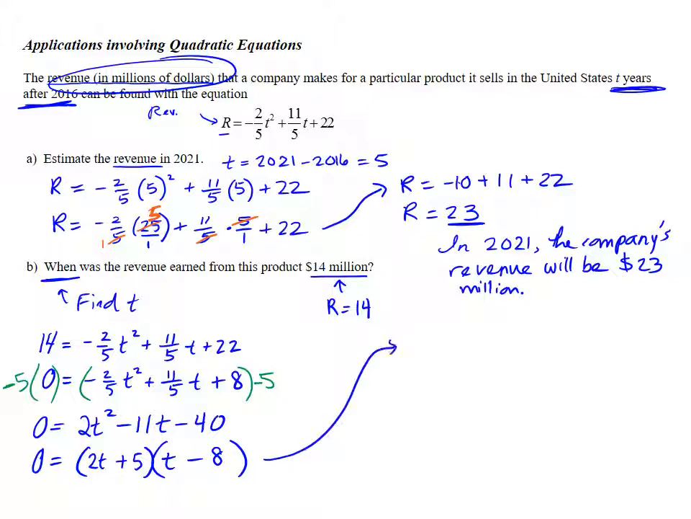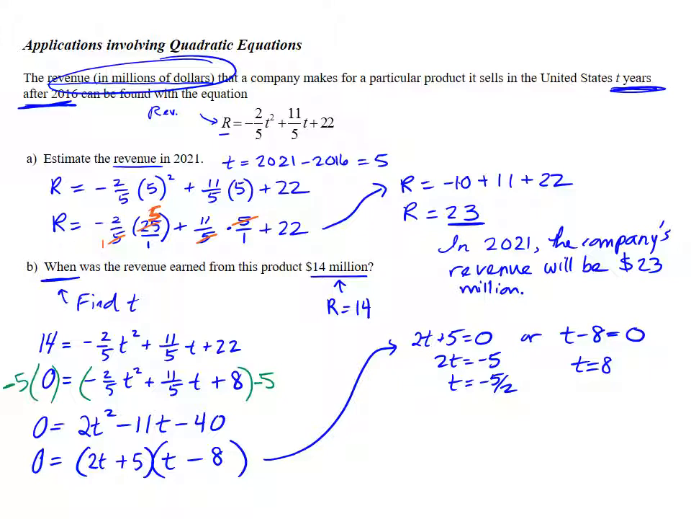Then set each of those factors equal to 0. Again, you are welcome to use the AC method. I didn't show it there, but it's your choice. Whichever factoring technique you prefer, you may use. Just show your final factored result. So on this first equation, I subtracted 5, I divided up the 2, so I get t equals -5/2. In the second one, I just have to add 8 to both sides.